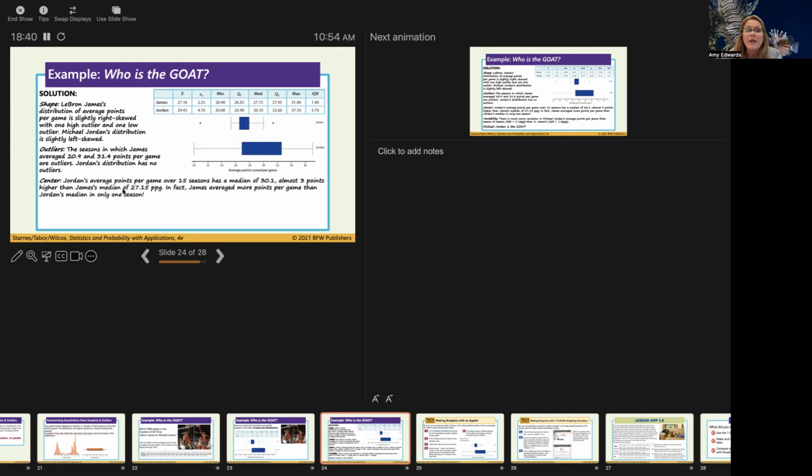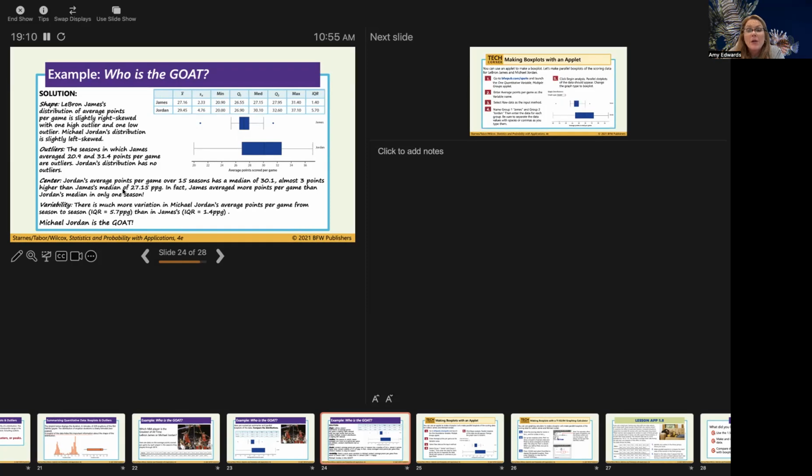Center, okay. If we look at the center, Jordan's average points per game over 50 seasons, the median came out to 30.1, whereas LeBron's was only 27.5. I mean, that's 3 more points. That's one 3-pointer. And if you look, LeBron averaged more points per game than Jordan's median in only 1 season. So he had a couple of those.